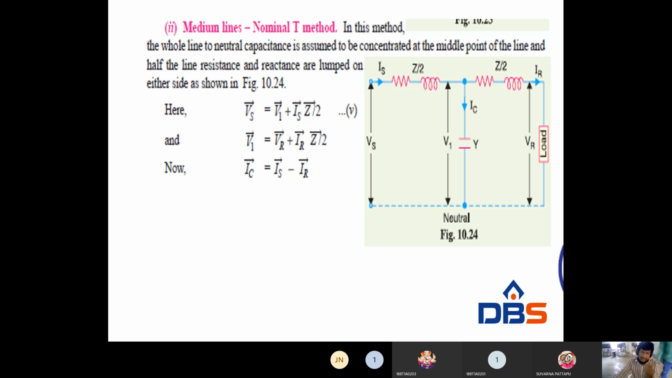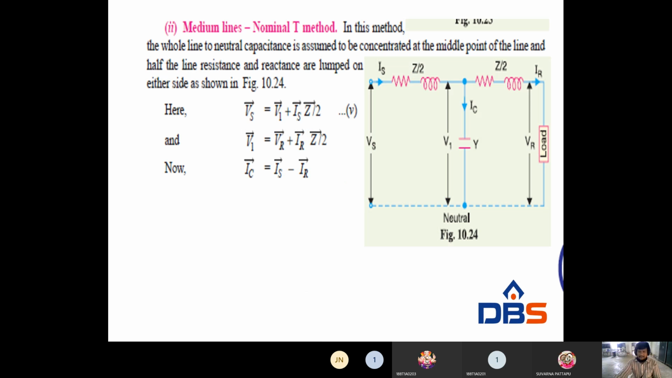Remember, apply the KVL for loop 1 and loop 2 separately. For loop 1, Vs is the sending end voltage and V1 is the receiving end voltage. That's why Vs is equal to V1 plus IS into Z/2. Whereas in the second loop, V1 is equal to VR plus IR into Z/2. But what about current? From the diagram, IS is equal to IC plus IR, right? Therefore, IC is equal to IS minus IR, right?